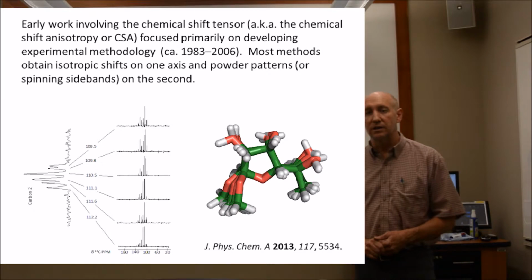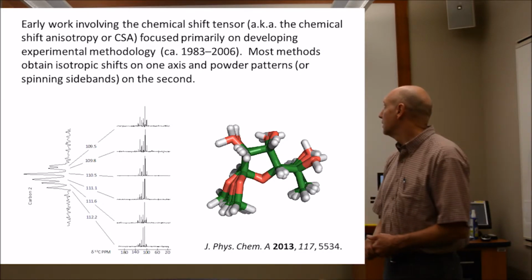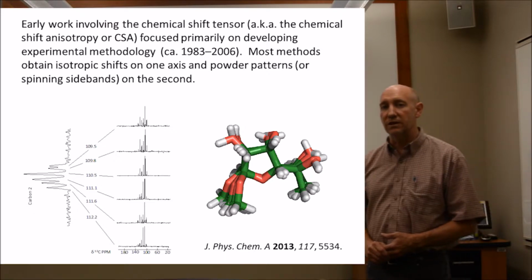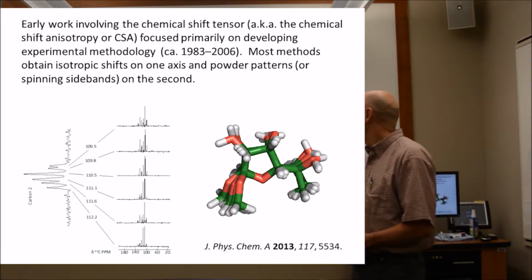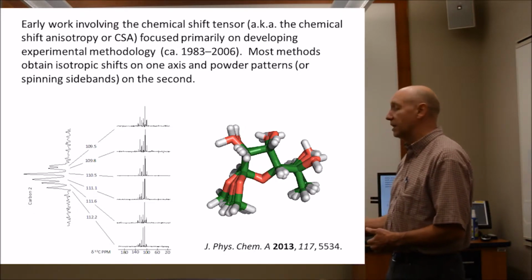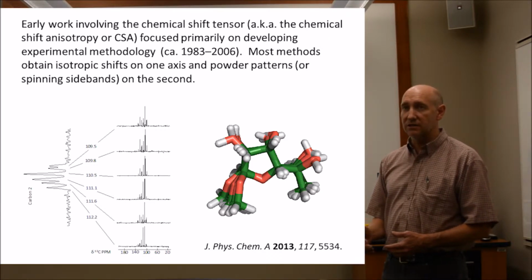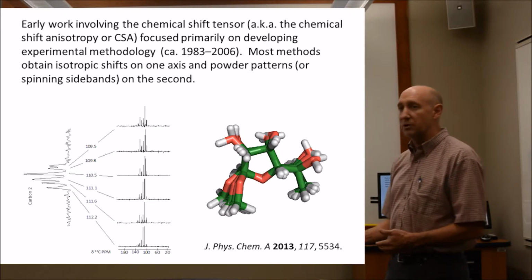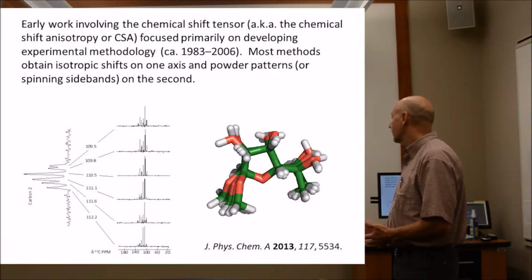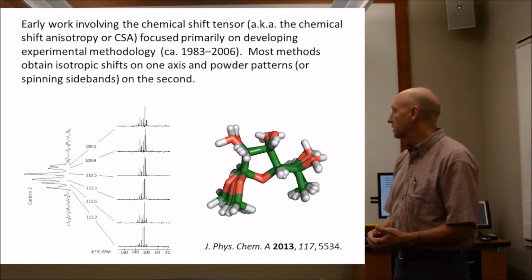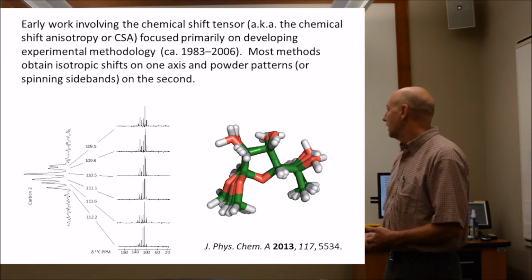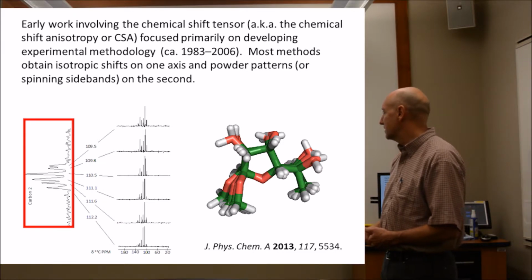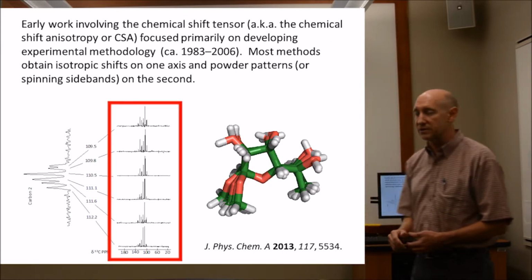The earlier work on the chemical shift tensor was focused heavily on developing pulse sequence methodology for doing the analysis. So from about 1983 till about 2006, and since then also, but much less, methodology was the focus, pulse sequence development. Most of the methods that have been developed display data in this manner, with isotropic shift shown on the one axis and powder patterns for each resonance shown in the second dimension.